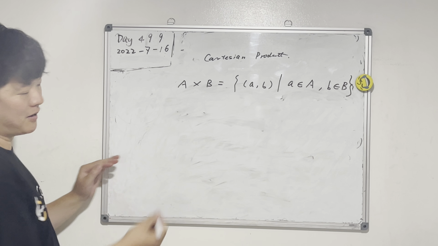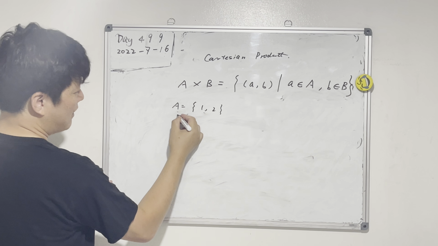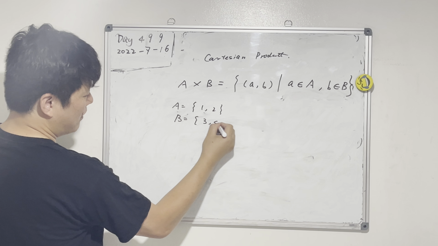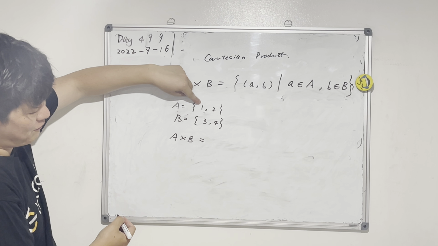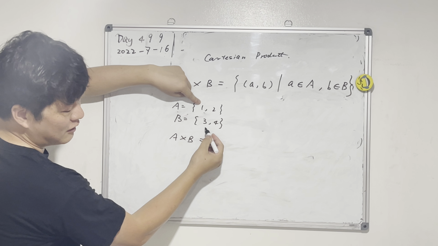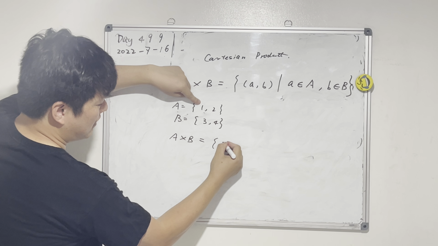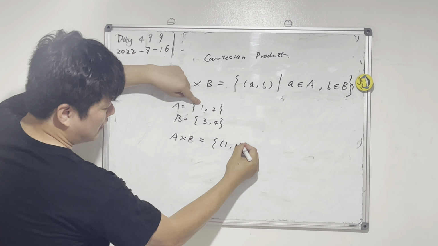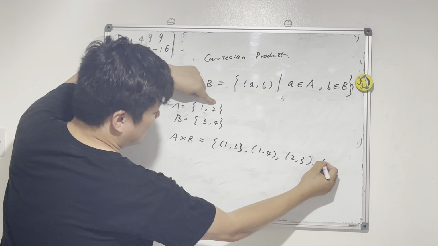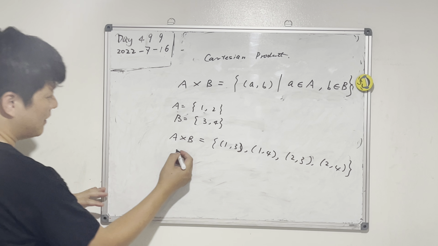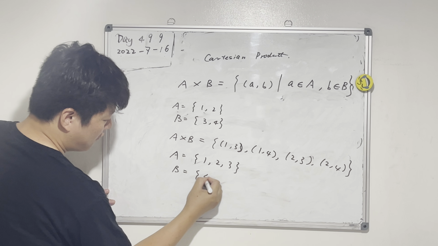Let's take a look at a very simple example. A is a set of 1, 2. B is a set of 3, 4. So A Cartesian product B. So we take one element from the first set and then we can do all combinations with the other set. So it's 1, 3, 1, 4, and then 2, 3, 2, 4.